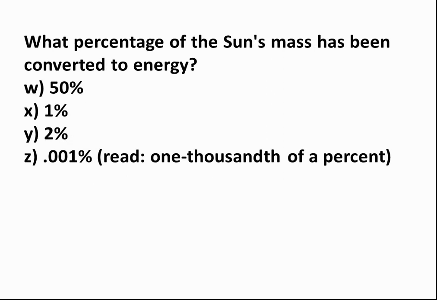What percentage of the Sun's mass has been converted to energy? W. 50%, X. 1%, Y. 2%, Z. 0.001%. Answer: Z. 0.001%.